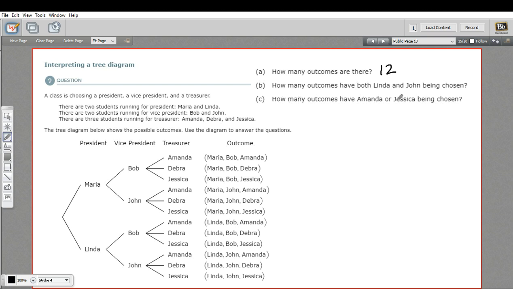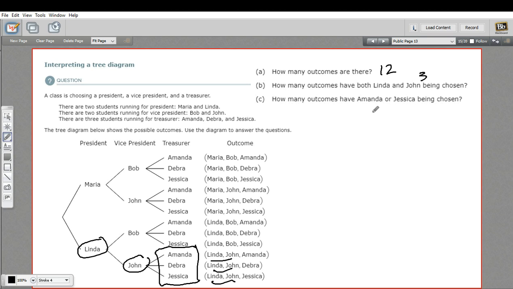B says, how many outcomes have both Linda and John being chosen? All right, so here's Linda, and then here's John. So that would be president and vice president. The number that are both Linda and John would just be what comes after them on the tree. And you can see that down here, Linda, John, Linda, John, Linda, John. The rest of these don't have Linda and John in them. So it's 3 have Linda and John.